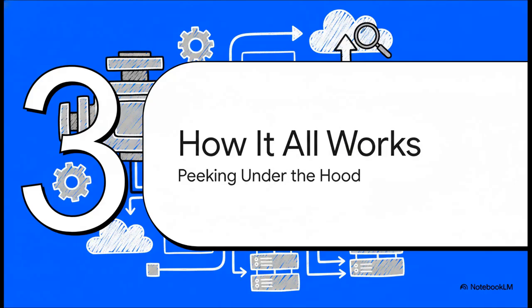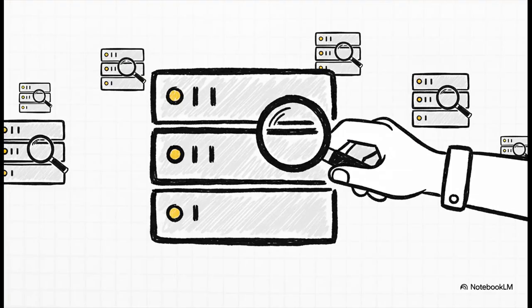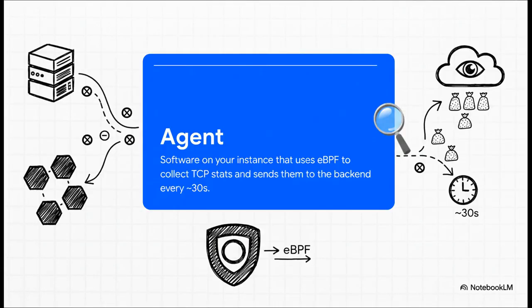That all sounds great in theory, but how does it really work? Let's pop the hood and take a look at the mechanics. The whole system is built on a really simple but super powerful idea. It all starts when you deploy these tiny little network detectives inside your own environment. We call them agents. So what is this agent? It's just a small piece of software that you install on your EC2 instances or in your Kubernetes cluster.